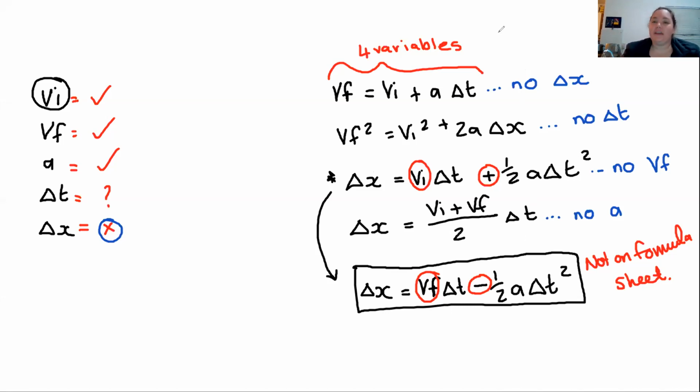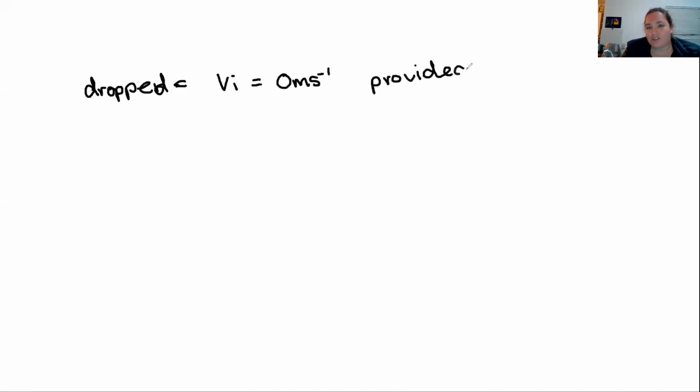All right, the next thing we need to look at is the hidden information. So sometimes they hide information in your vertical projectile motion, where there's something that you should know, but nobody says it because you're supposed to know it already. The first thing is, if they ever use the terminology drop, you must know that your initial velocity is 0 meters per second, provided that it is dropped from a stationary position.